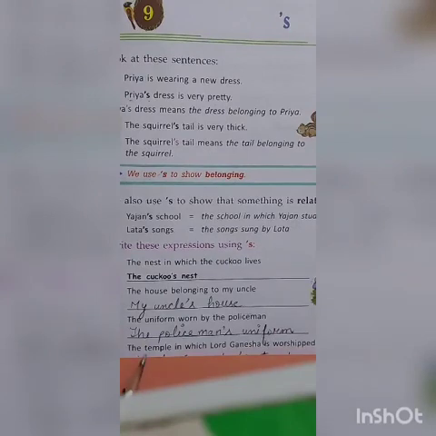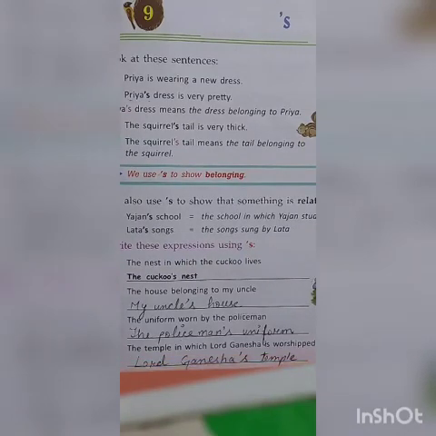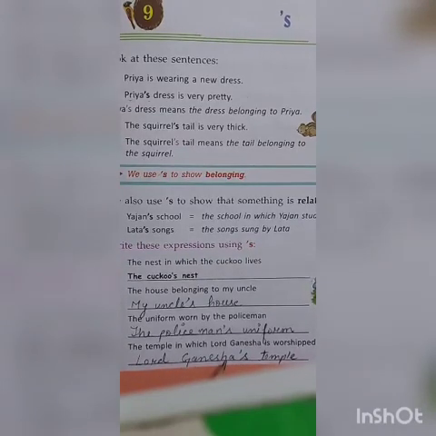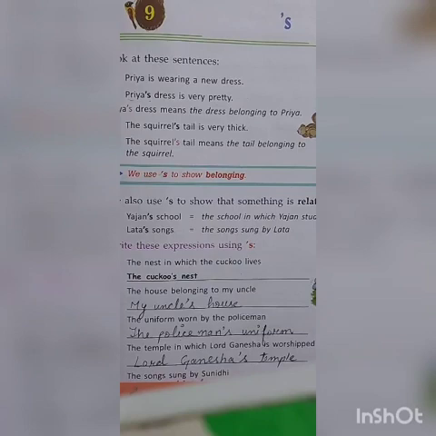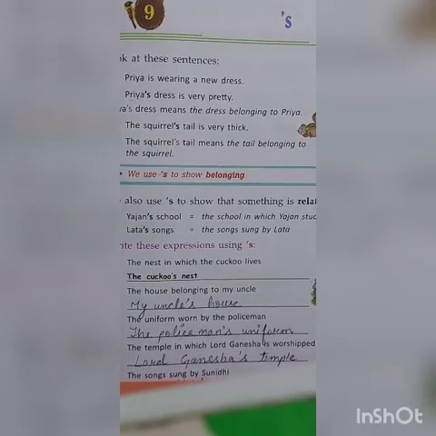Next, the temple in which Lord Ganesha is worshipped. Now, this sentence shows the relation of Lord Ganesha with the temple. So, we'll rewrite the sentence as what? Lord Ganesha's temple. Apostrophe S will come after the words Lord Ganesha. So, Lord Ganesha's temple.